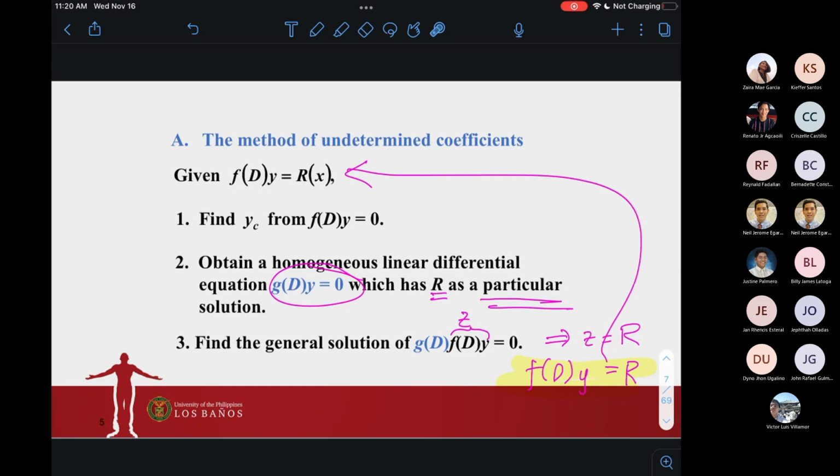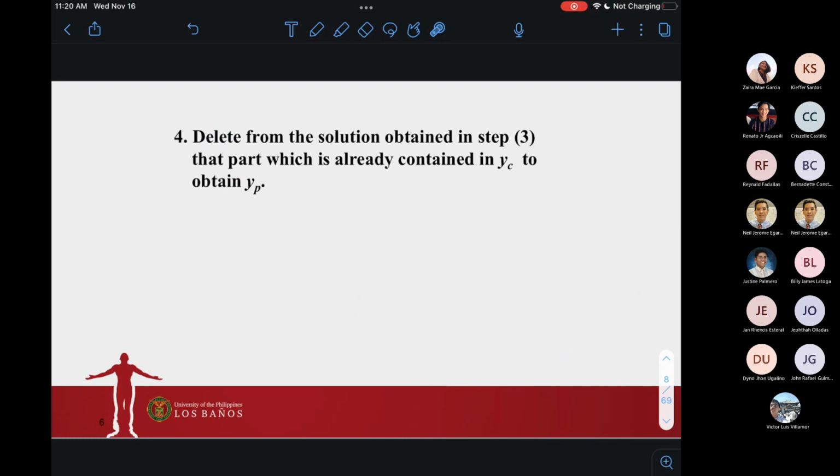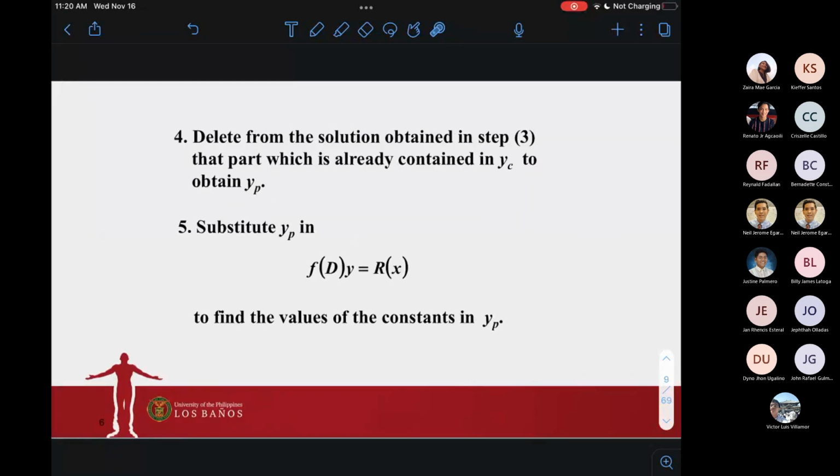Okay? So, pero magkakaroon ng overlap yung solution. Magkakaroon ng overlap yung solution dito dun sa solution y sub c. So ang gagawin ko lang, buburahin ko lang dun sa mga solutions nito yung nandun na sa y sub c para walang repetition. Okay? Just to make things simpler. That's what step number 4 is telling us. Tapos, after step number 4, isa-substitute ko ngayon si y sub p dito.